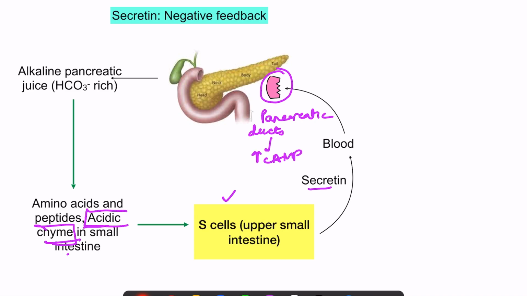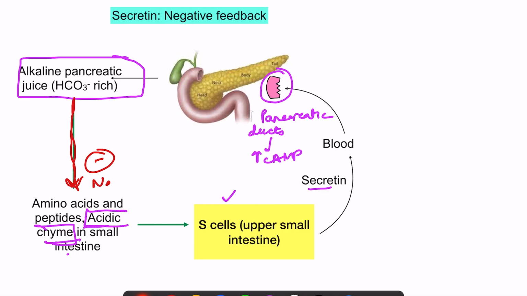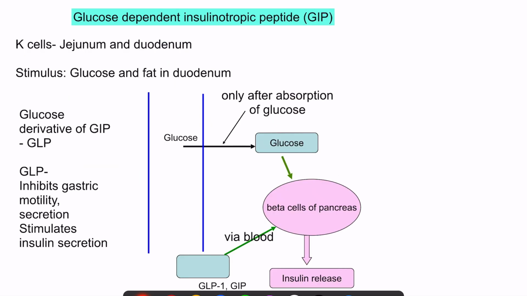So alkaline pancreatic juice is released, and this has a negative feedback effect. This green arrow is wrong, it should be red. So it has a negative feedback effect because as the bicarbonate secretion increases, the acid in the duodenum is neutralized. So that is further going to decrease the release of secretin, because acid is the stimulus. If it is neutralized, the secretin stimulus is going to decrease.